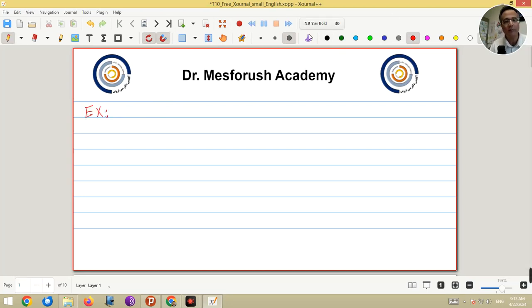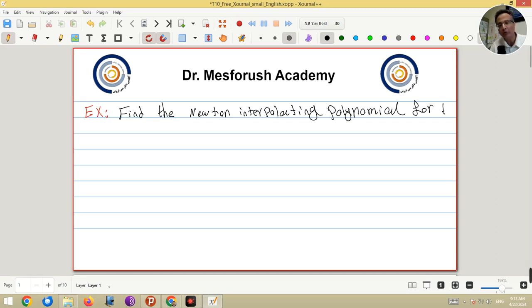The first example, let me try to solve the first one. Exercise number 1. Find the Newton interpolating polynomial for the following nodal points. Suppose that we have some nodal points in this form.